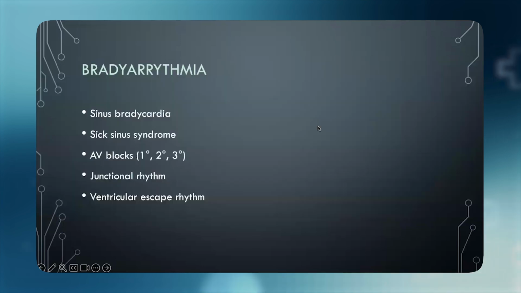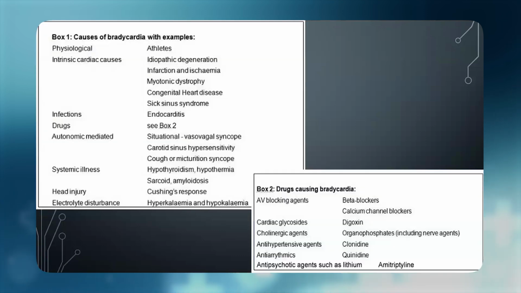So coming to bradyarrhythmia, these are the major types: sinus bradycardia, sick sinus syndrome, atrioventricular blocks, junctional rhythm, and ventricular escape rhythm. Causes of bradycardia: this is mostly sinus bradycardia, physiologically in athletes, but which stays between 50 to 60, less than 50 is rare. Intrinsic cardiac causes can be idiopathic degeneration, which is the commonest cause. Idiopathic degeneration and infarction and ischemia are the commonest causes.